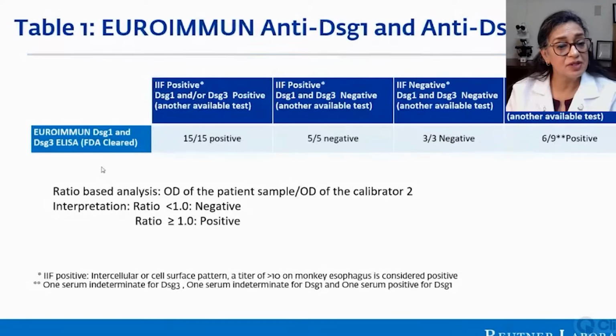So the results with Euroimmune DSG1 and DSG3 ELISA were consistent with the other ELISA in the first three groups. In the fourth group, 3 sera that were positive with the other available tests were negative by Euroimmune ELISA. Since we did not have information on DIF or histology in this group, we do not know if these results were more specific or if they were false negatives. But we found this test to be cost and time effective and sensitive, as well as specific, for use in diagnosis of pemphigus.